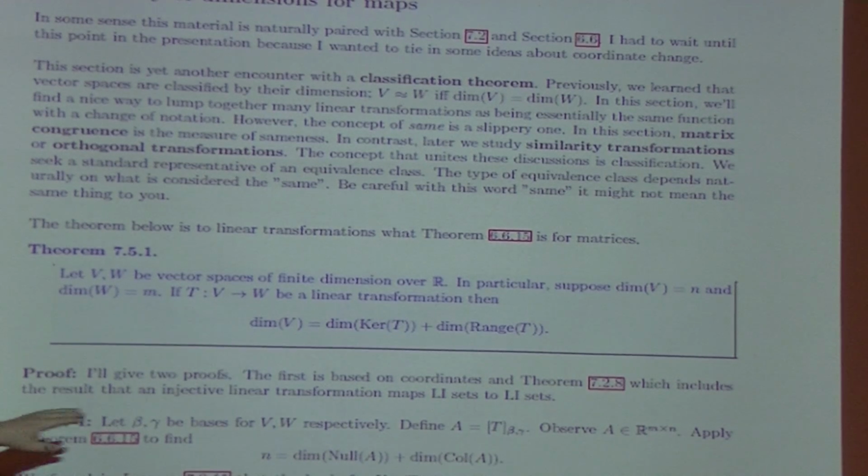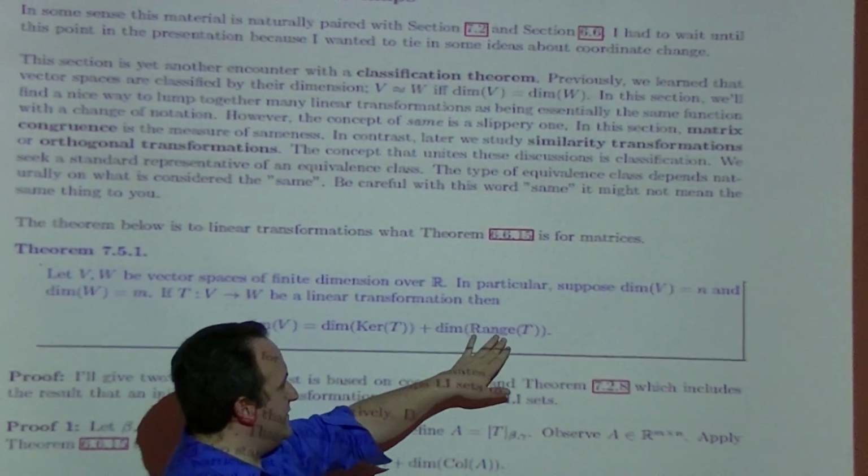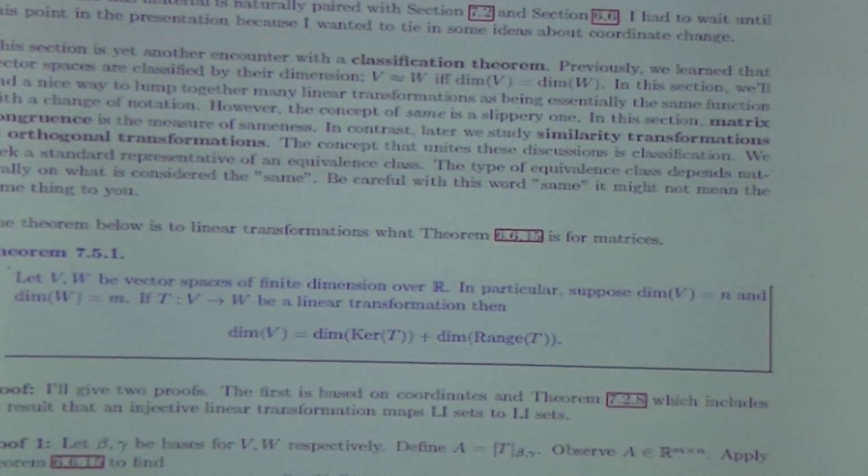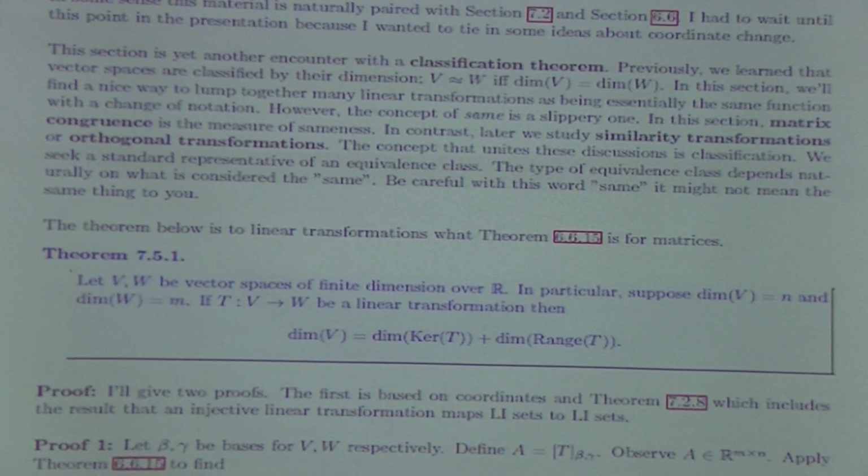...says that the dimension of the kernel of a linear transformation plus the dimension of the range of a linear transformation is equal to the dimension of the domain vector space.